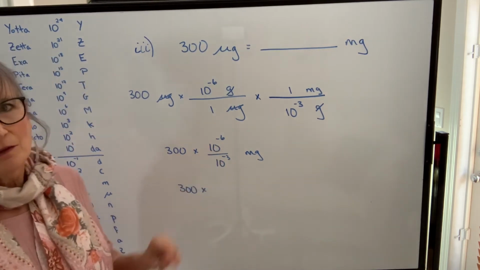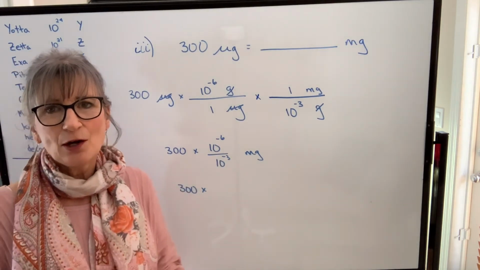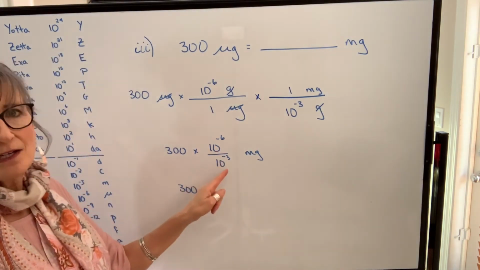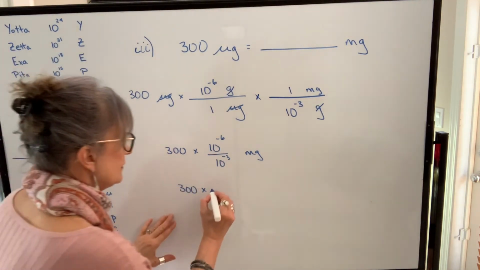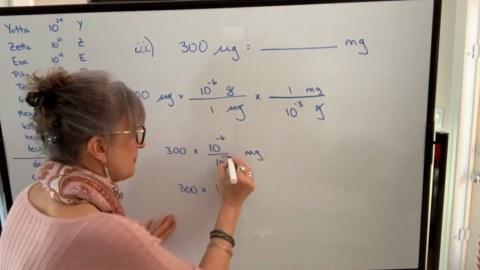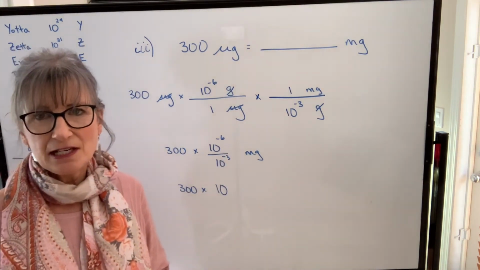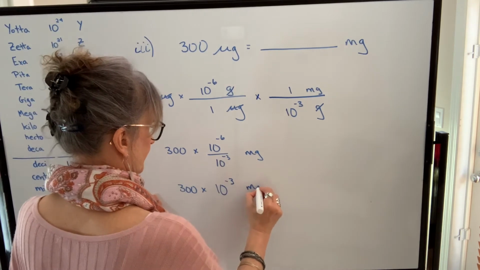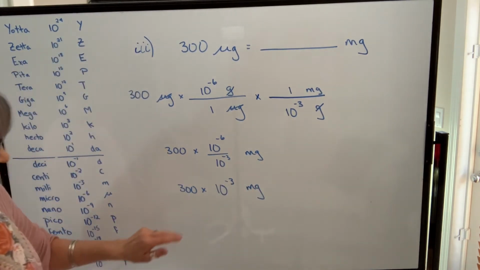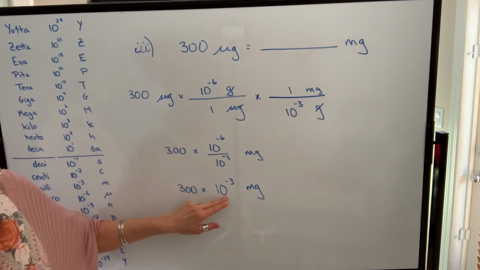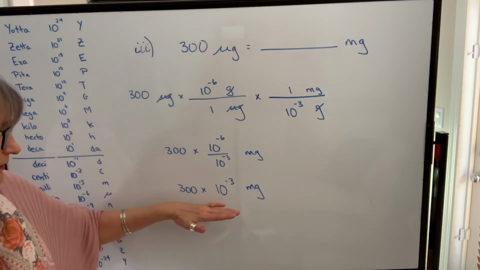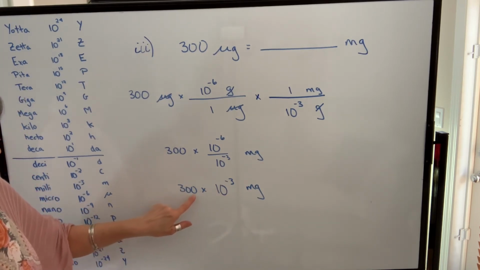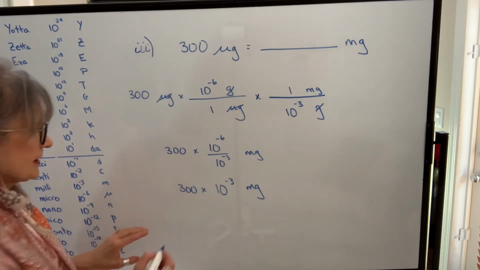Using my laws of exponents, if you're dividing powers with the same base, you subtract. So it'll be 10 to the negative 6 minus a negative 3, which is negative 6 plus 3. So that will be negative 3. And again, I don't want to leave my answer like that. This is not scientific notation because this isn't between 1 and 10.